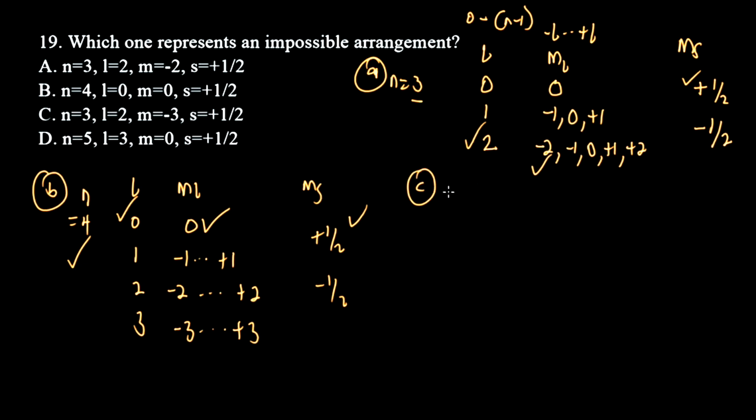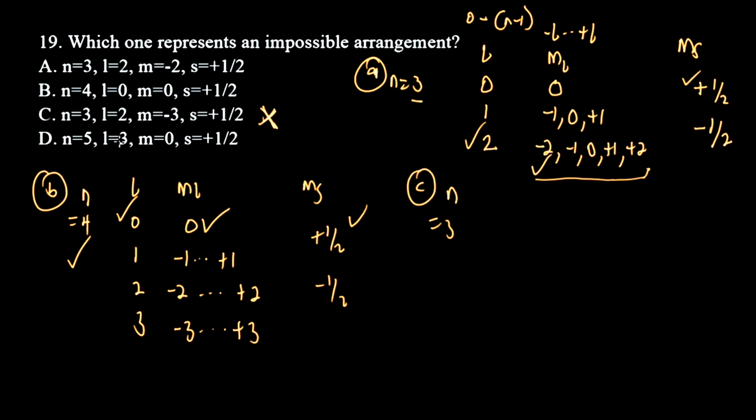Option C, we have that n equals 3, right? So let's just use this one, A. So when n is 3, L is also possible to be 2. So M is 3. So you can see from here, ml, we do not have 3 here. So this is an impossible arrangement.